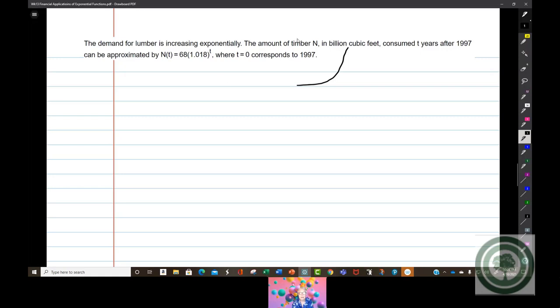The amount of timber in billion cubic feet consumed T years after 1997 can be approximated by this. They're giving you a formula here. N of T equals 68 parentheses 1.018 to the T power, where T equals zero corresponds to 1997. And I forgot to put in the second question, which was how much timber can they expect to sell in the year 2004? What will it be in 2004?